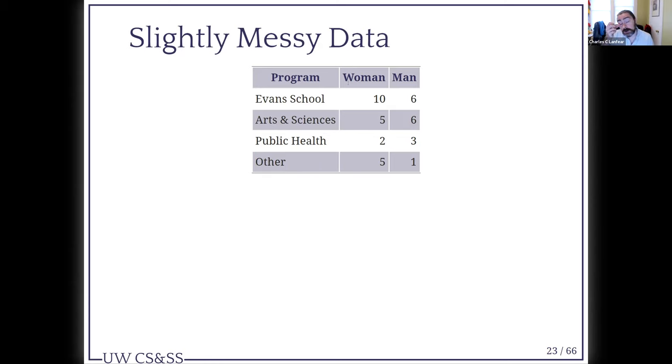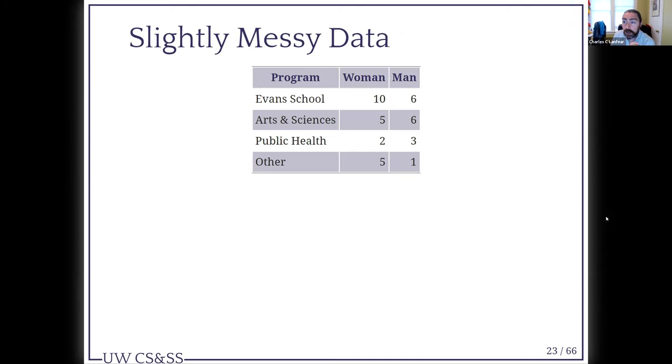And then the gender of people tracked in this data set. So either woman or man, and a count. 10 people, 5 people, 2 people, 5 people, 6, 6, 3, and 1. Okay, this is a table that a human can consume very easily. They know exactly what is in here.